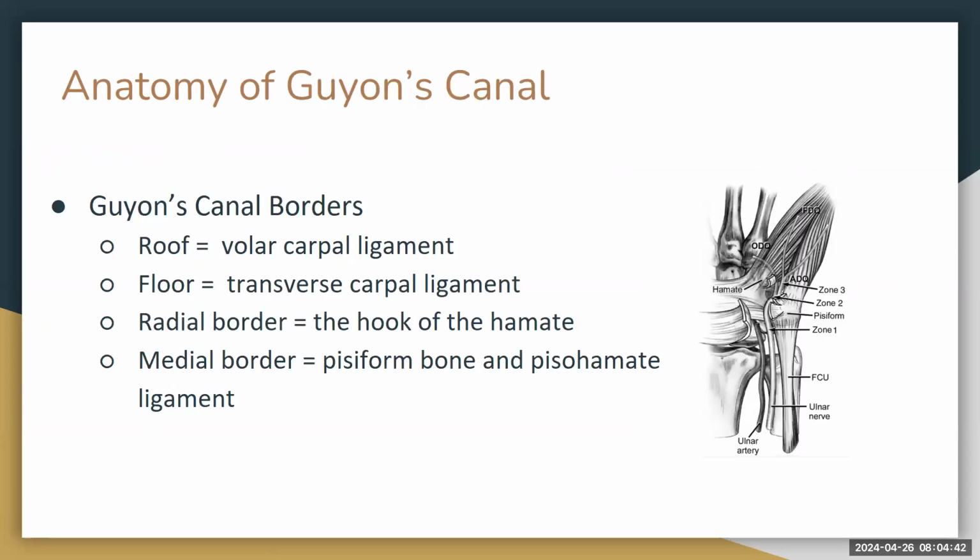And then on the other side, there's Guyon's canal. This consists of the volar carpal ligament at the roof, the transverse carpal ligament at the floor. The radial border is the hook of the hamate, and the medial border is the pisiform bone and the pisohamate ligament.